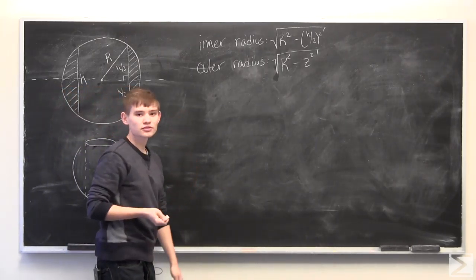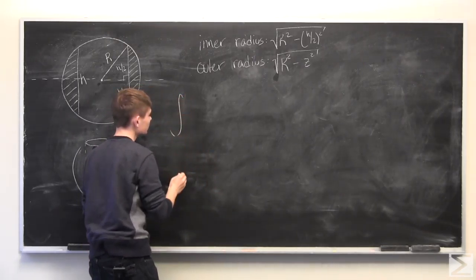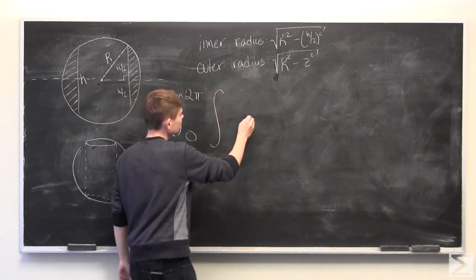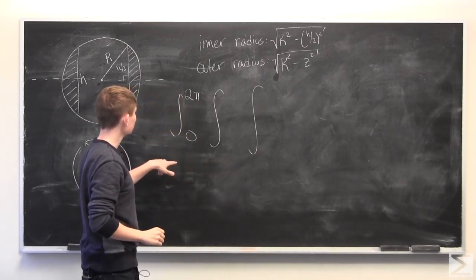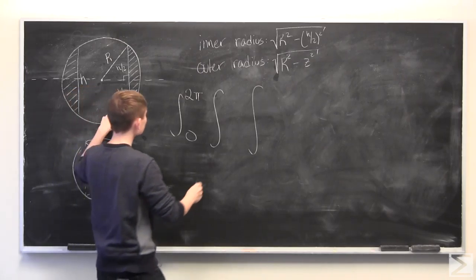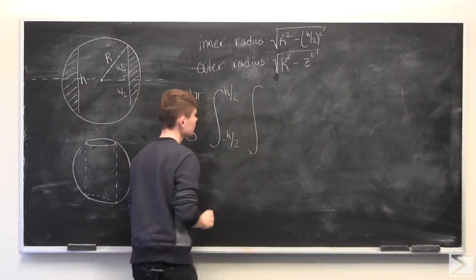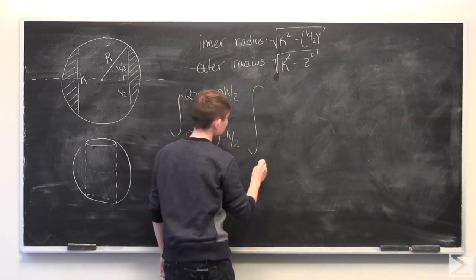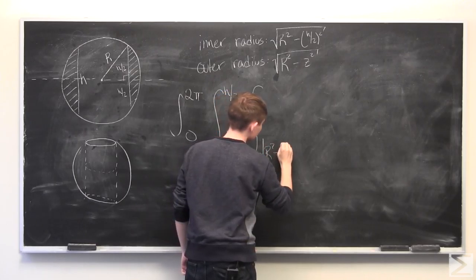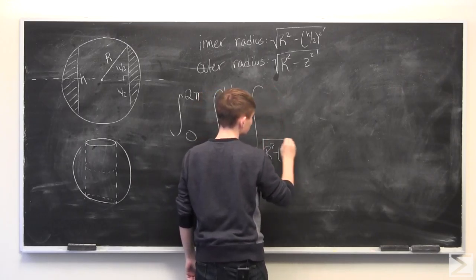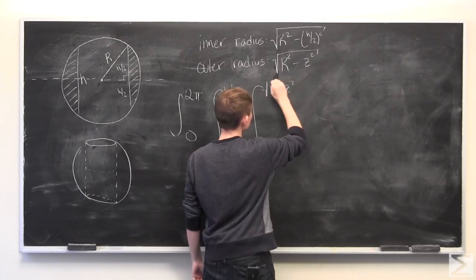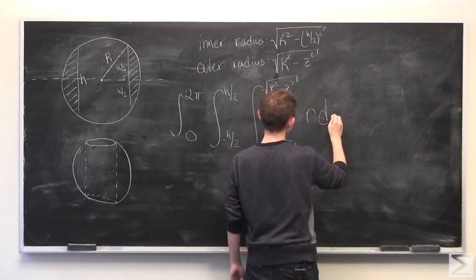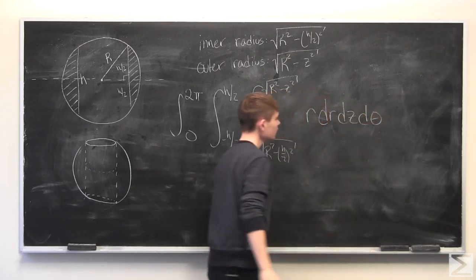And so what we can do is we can start writing out this triple integral. The last one we're going to do is theta, which goes from 0 to 2 pi. Then we have two more integrals. The second one we're going to integrate over the z component, which goes from negative h over 2 to h over 2, as you can see from this diagram. And then the last one, we go from the inner radius to the outer radius. So we have root r squared minus h over 2 squared and root r squared minus z squared. And since we're using cylindrical coordinates, we have r dr dz d theta.